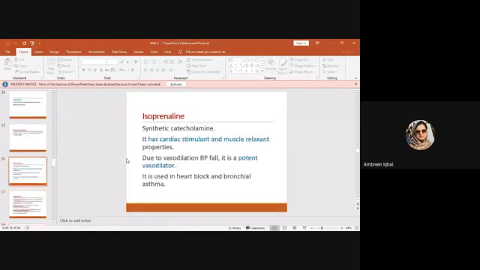The next is isoprenaline. Isoprenaline is a synthetic catecholamine. It is a cardiac stimulant with muscle relaxant properties. Due to vasodilation, it is considered a potent vasodilator. Isoprenaline is very good for the patients of heart attack, heart block and bronchial asthma.